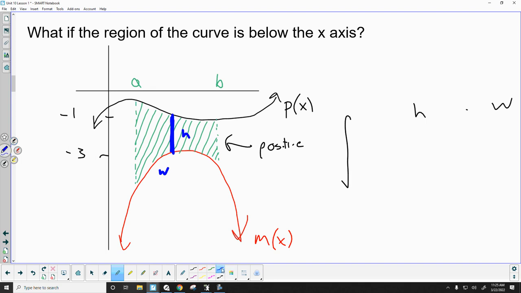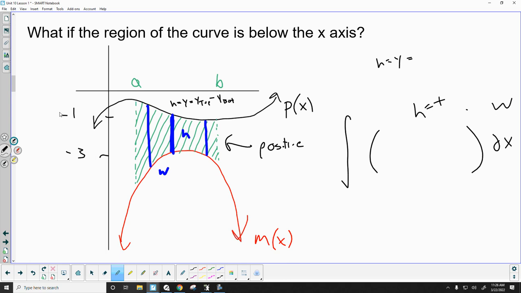No matter where the rectangle is located, the width will always be a very small x distance. dx is this very small x distance. The height is a y distance. Now, for the previous one, I took the y at the top and I subtracted the y at the bottom. That gave me a positive height, and I want positive height so that I have positive area.